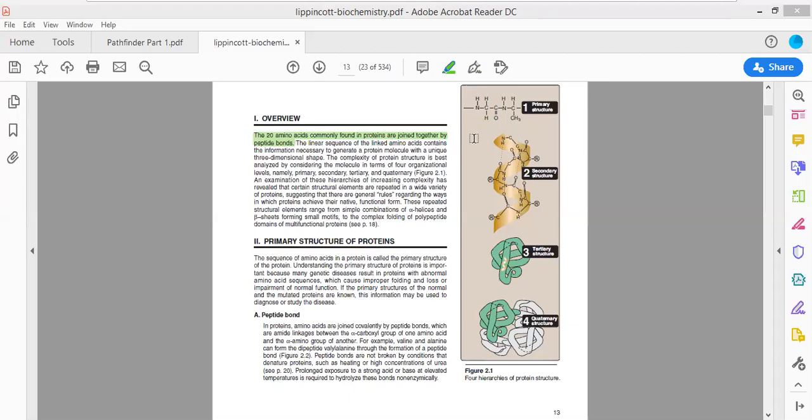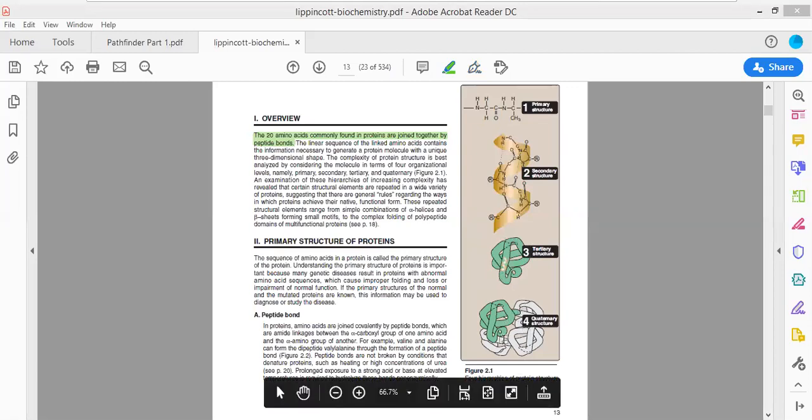Then this protein is further going to fold over itself. As the protein further folds over itself, it will form another hierarchy structure, and that is referred to as the tertiary structure of protein. When a large number of tertiary structures are combined, they will form the quaternary structure of protein.